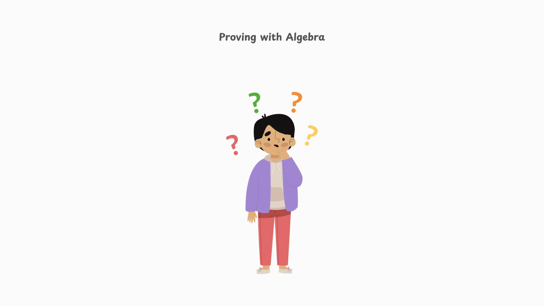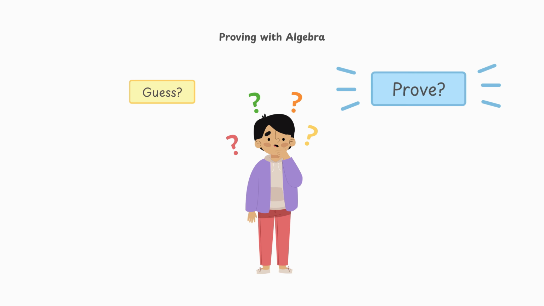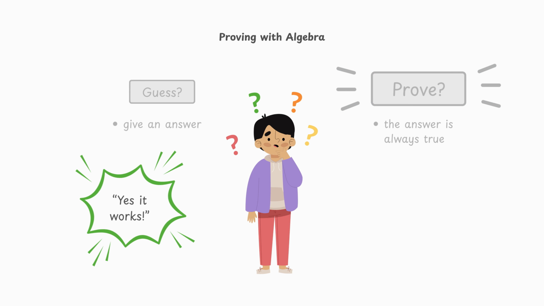Let's start with a simple question. Do we just guess, or do we prove? In maths, guessing might give you an answer, but proving shows that the answer is always true. Look at this situation. You might try a few numbers and think, yes, it works. But how do you know it will work for every value?